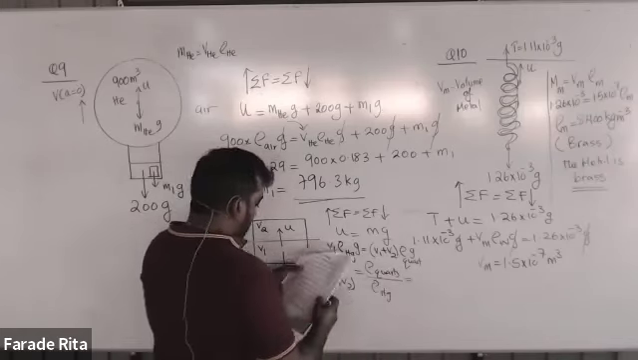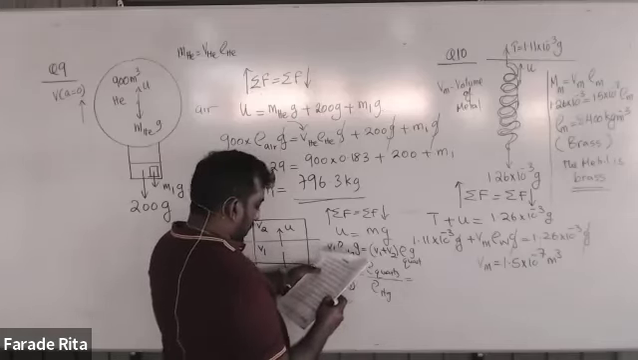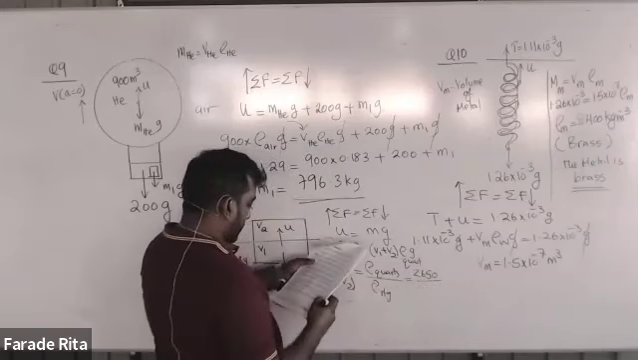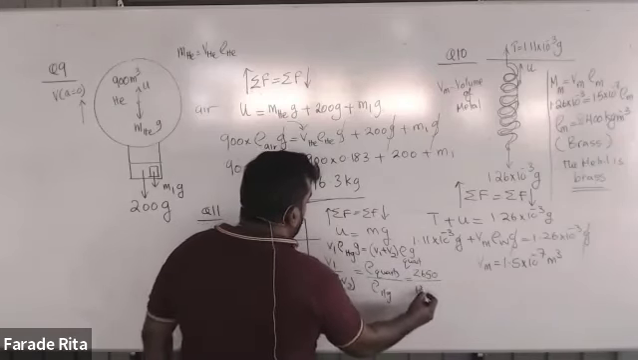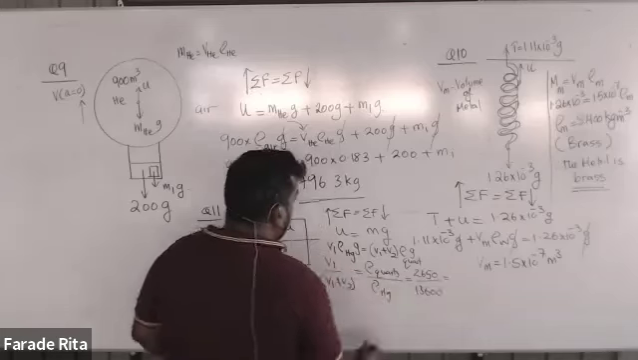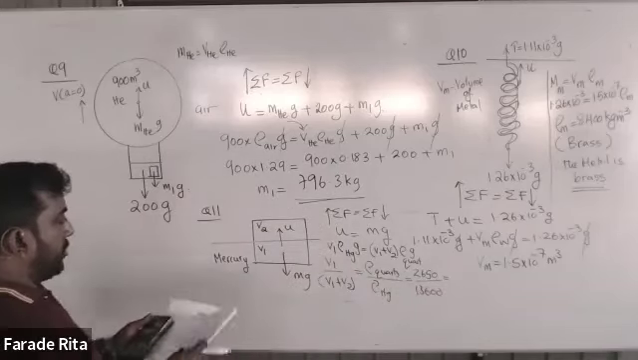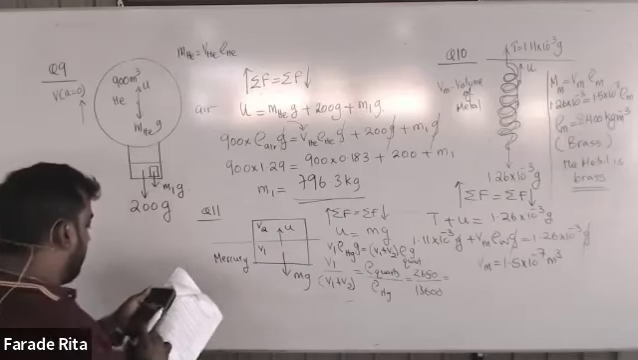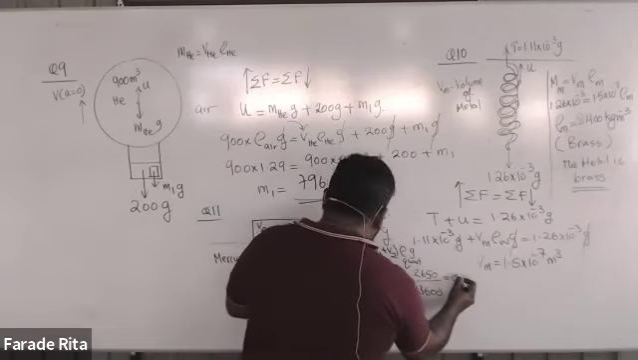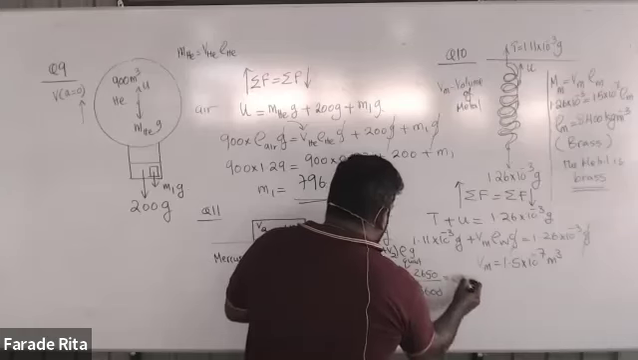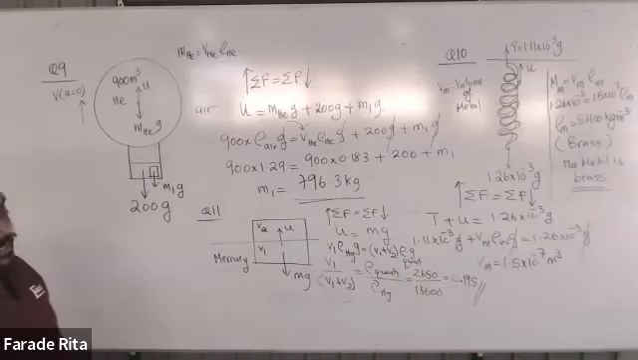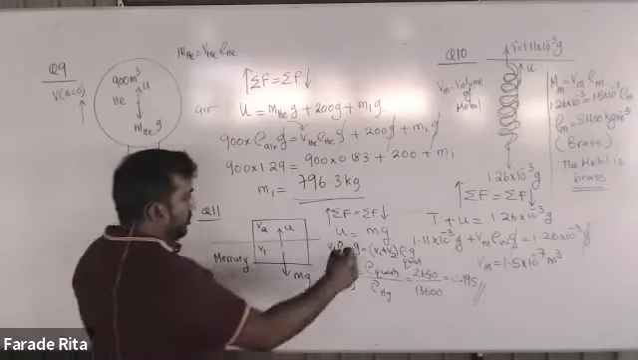Quartz density 2650. Mercury density 13,600. Get the ratio. 2650 divided by 13,600. The fraction is 0.195. I'm sure all of you will get it. Clear? I'm sure all of you will get this.